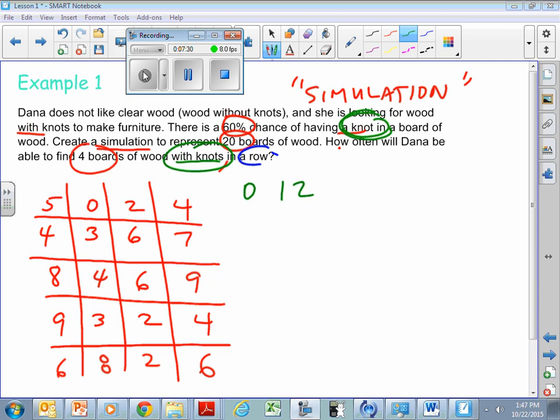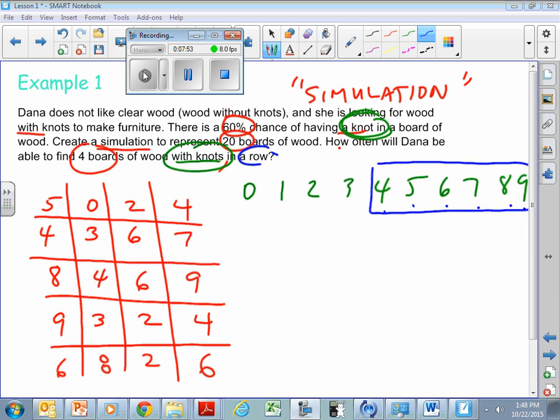0, 1, 2, that's not a 12. 0, 1, 2, 3, 4, 5, 6, 7, 8, 9. So whatever the percent is, in this case 60%, it's always out of 10. 1, 2, 3, 4, 5, 6. And so now we start with the yes and no's. Check marks are yes, that's what I want. So I'll put with knots, no knots.